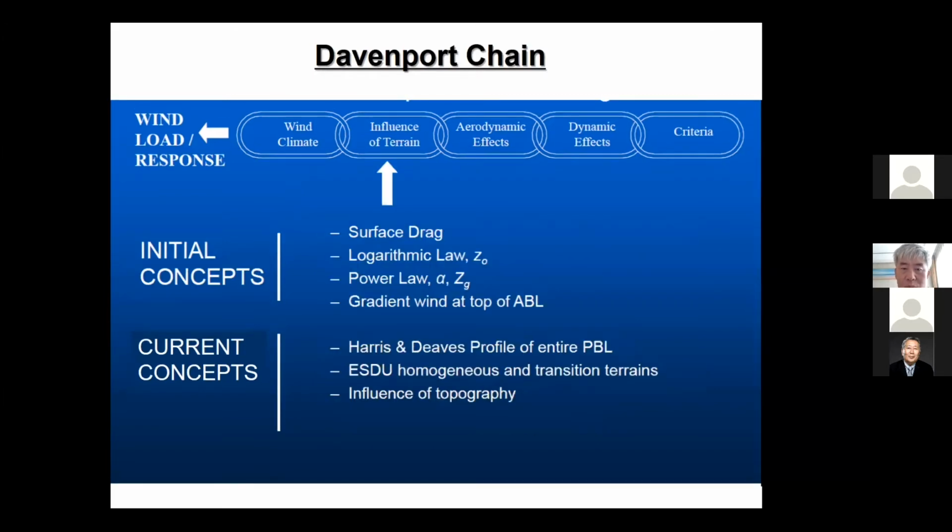And the second one is the influence of terrain. In the initial concept, at that time people considered surface roughness Z0 for the wind velocity profile in the log law, and also alpha, the power law index, and also the gradient height ZG of the ABL. After that, people even consider a more detailed description of the velocity profile with the Harris-Davenport profile for the entire planetary boundary layer. And also the homogeneity and transition of terrains is also a topic, and also the influence of topography.